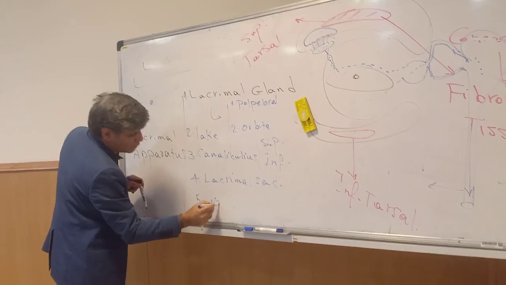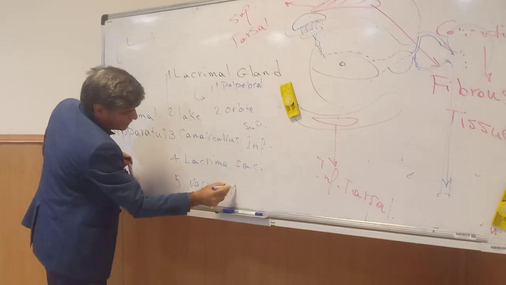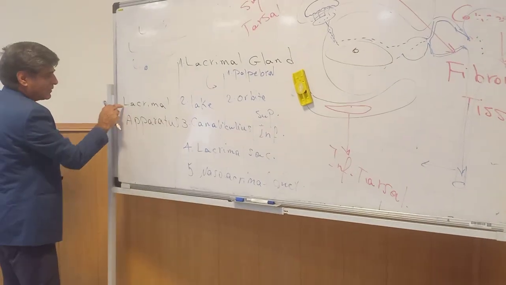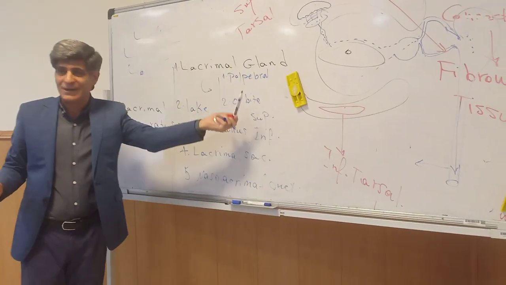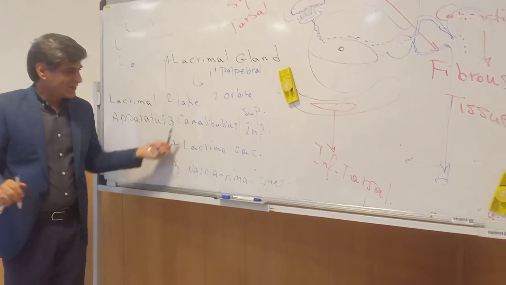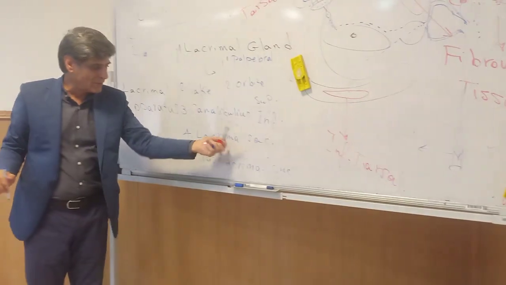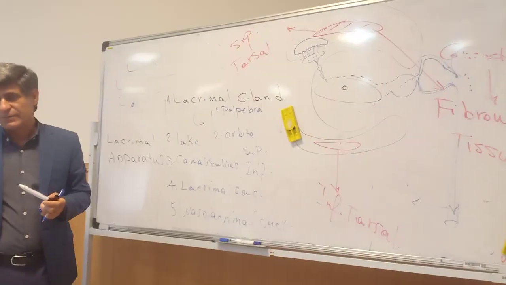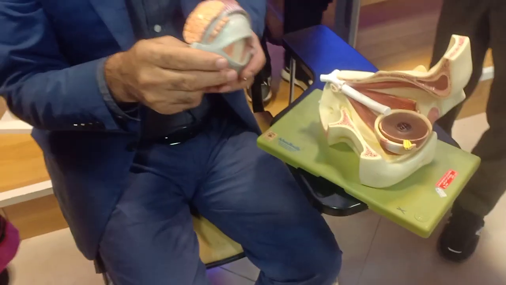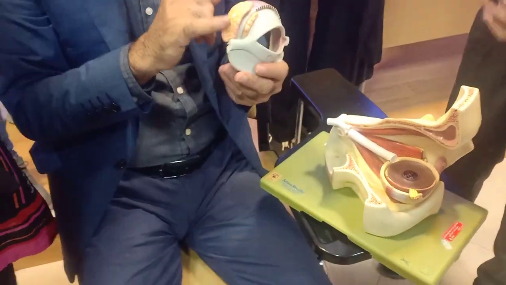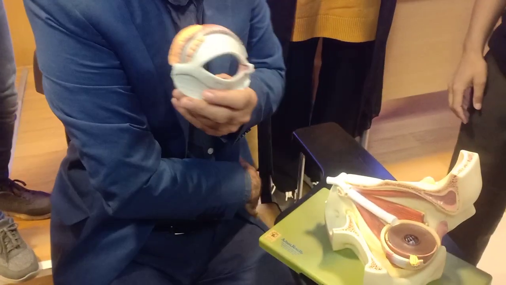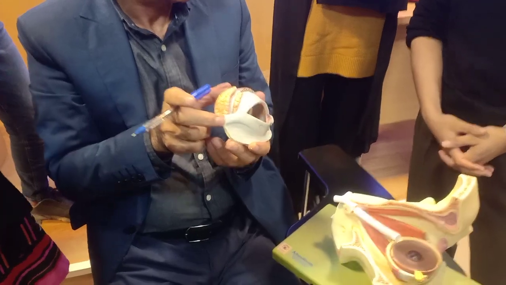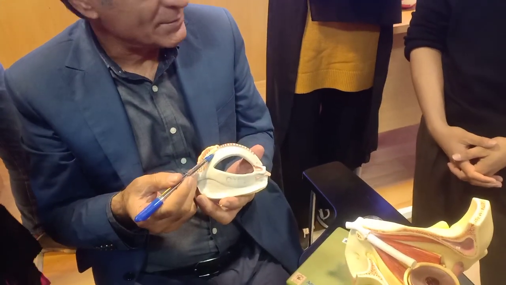Nasolacrimal duct. Okay, all of this, the lacrimal apparatus contains the lacrimal glands, canaliculus superior and inferior, lacrimal sac, and nasolacrimal duct. Okay, lacrimal gland. Lacrimal gland, palpebral part, largest part. Okay, but orbital part, smallest part.